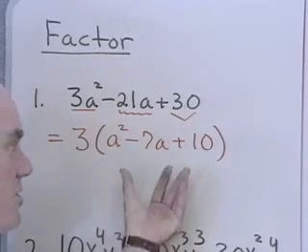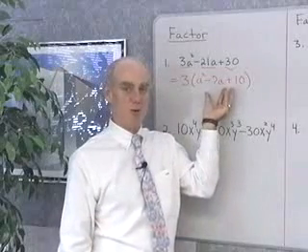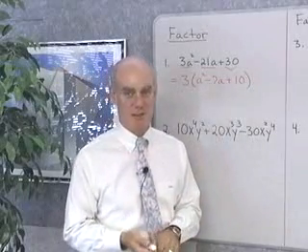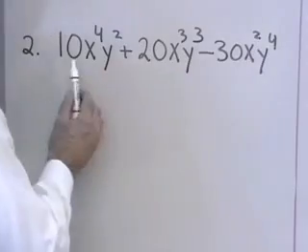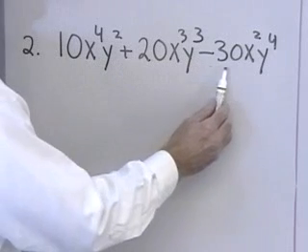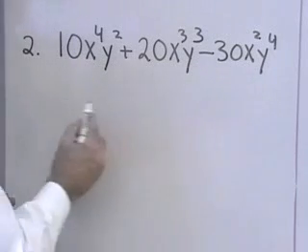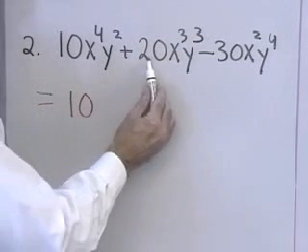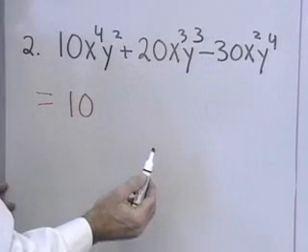Now, as we proceed through this chapter, we'll see if there's any further factoring we can do on this trinomial. For right now, what we want to do, though, is simply factor out the greatest common factor. If I have 10x to the fourth y squared, 20x cubed y cubed, and 30x squared y to the fourth, the greatest common factor will have a 10 because 10 is the largest number that divides 10, 20, and 30.